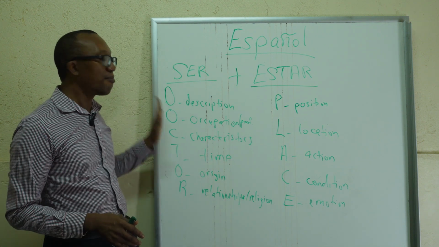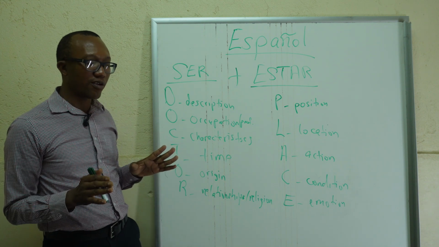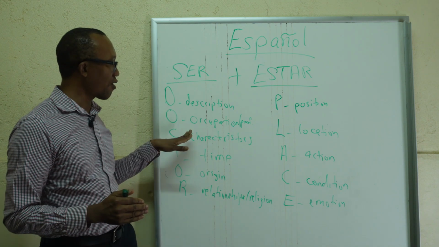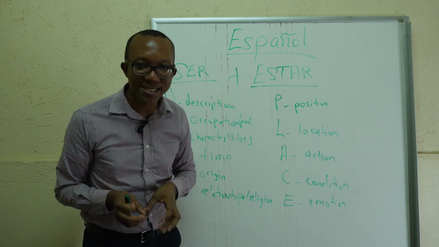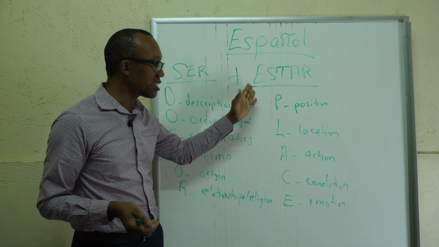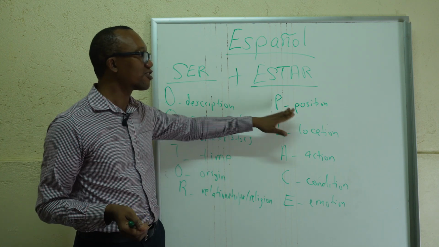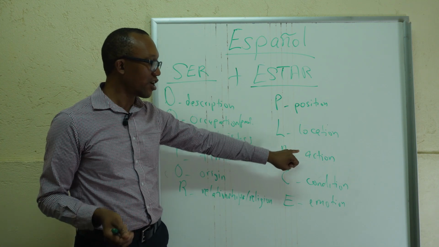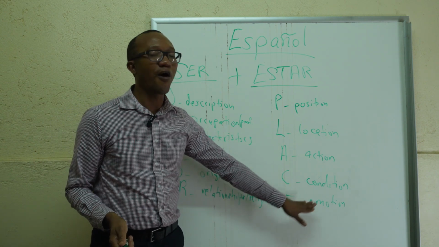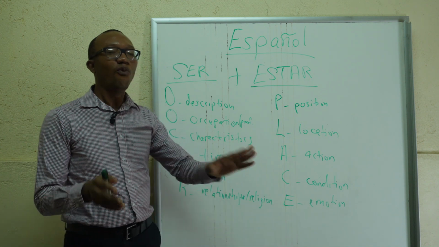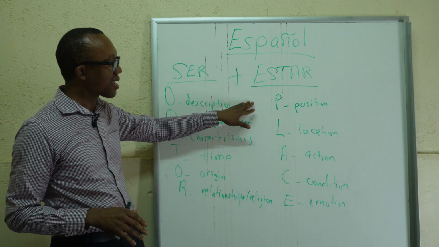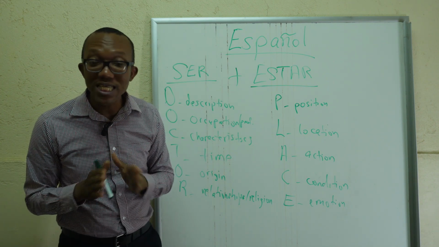So once we remember DOCTOR, then anytime we are making up our mind, we can decide better whether we should use SER or ESTAR in the particular context that we need to. So for ESTAR, the acronym is PLACE, P-L-A-C-E. P stands for position, L location, A for action, C for condition, and finally E for emotion. Now, once you have these two acronyms with regard to SER and ESTAR, your life is much easier.